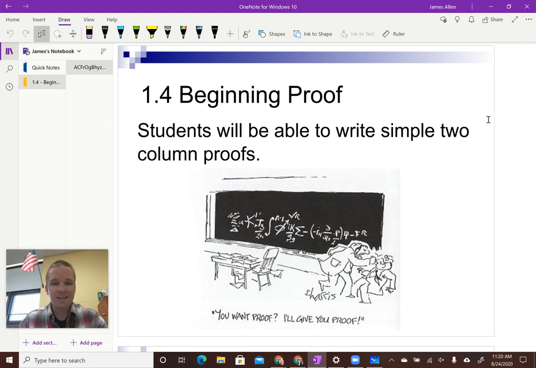So for this one here, we got our beginning of proofs. We love proofs. Everybody loves it. All right. So we're going to do a couple two-column proofs, just get our feet wet here, just kind of getting used to it, some of the language and stuff and the formatting.